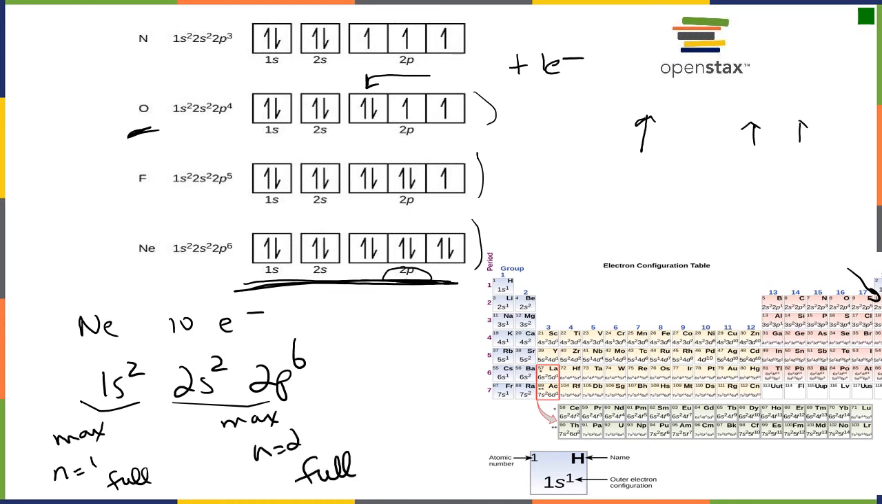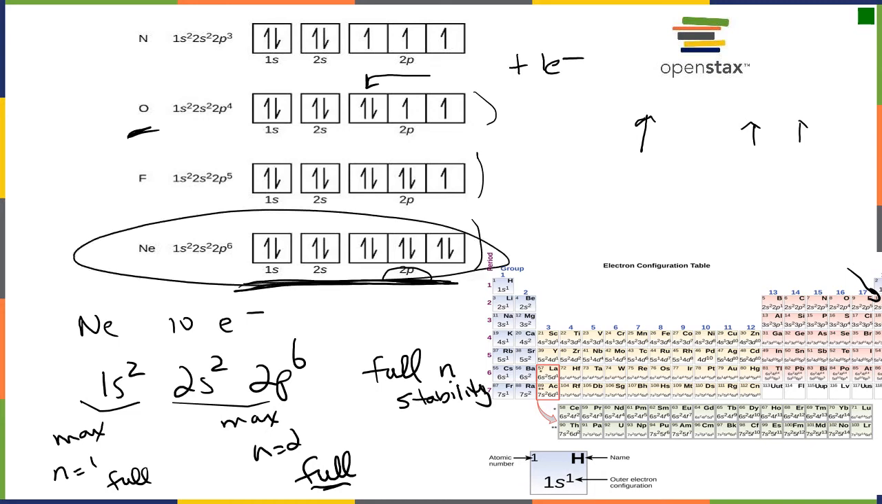And we're going to discover that we have some theories that go along with this. And one of the theories is that if we have a full n, we're going to have stability. That as soon as we fill up that n and we've got no spots left in our levels, our electrons are very low energy, they're very comfortable where they are, and we have a lot of stability.